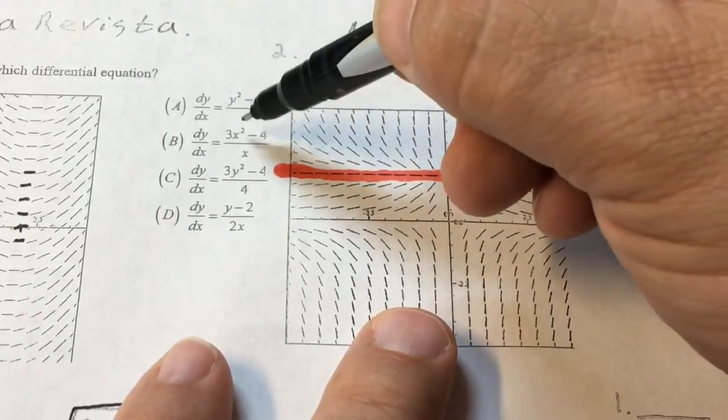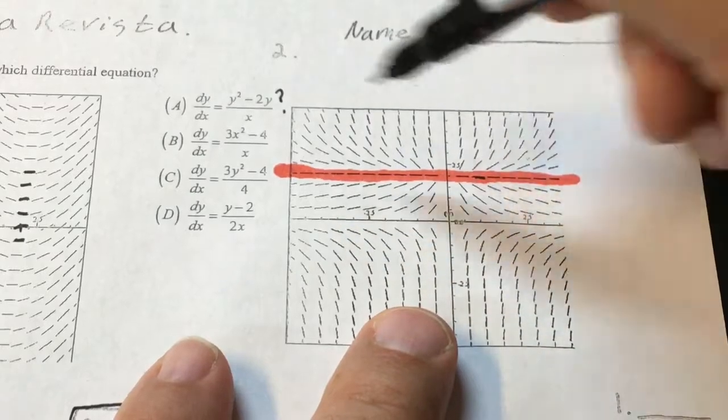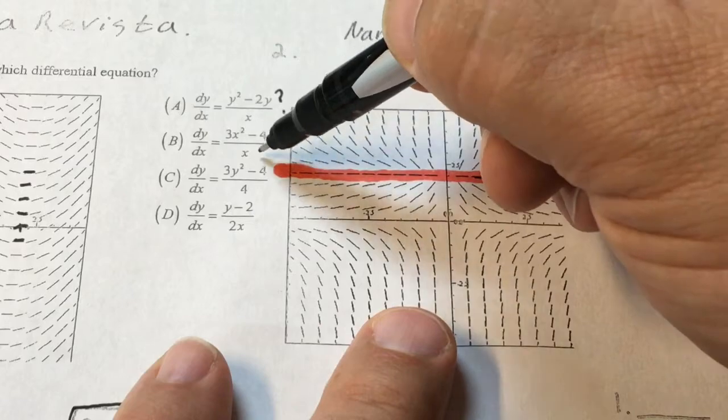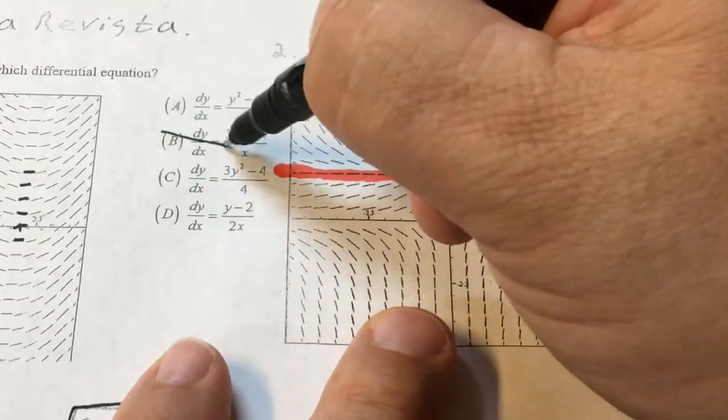That's 0 on the top. I'm going to plug in y equals 2. Can't do it for this one. But x equals 1. Let's see what happens. That's going to give me 3 minus 4 is negative. Negative over 1 is not a slope of 0. It can't be choice B.